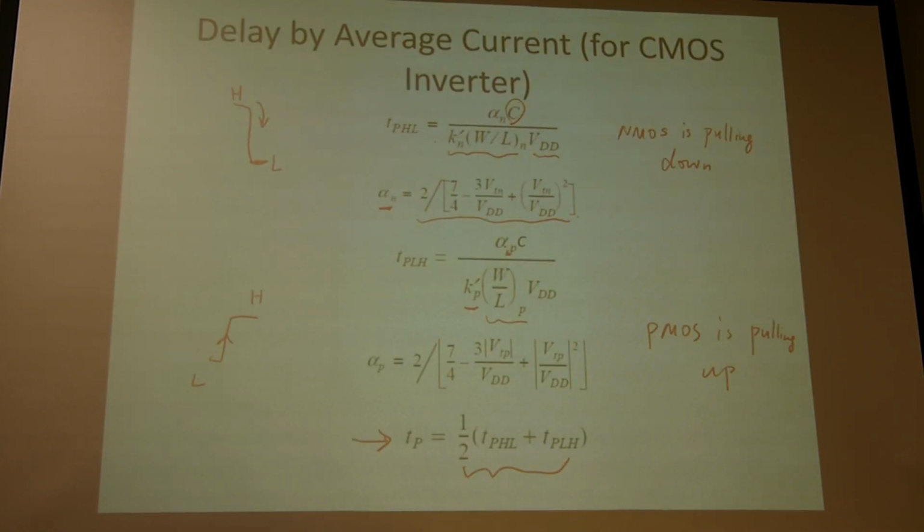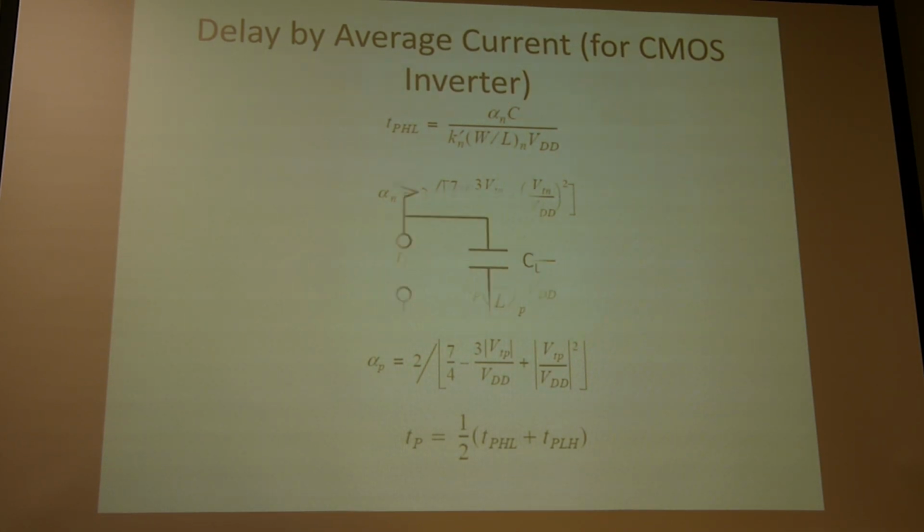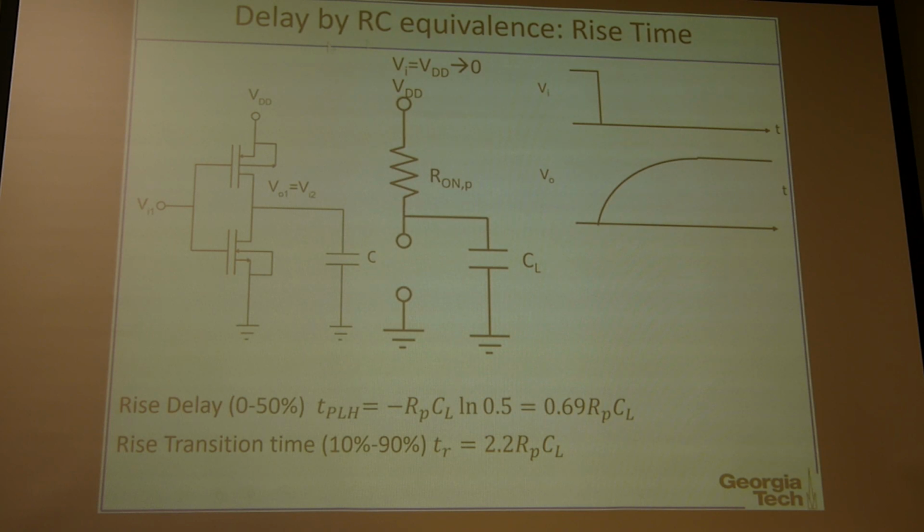So this is very complicated, as you can see. So do we have a better or simpler solution? A simpler solution for this delay is to use RC equivalence. So in this case, we will approximate the transistor as a resistor. So if you do that, then it will become much simpler. Of course, the accuracy is not as good as the average current case. So this one is more approximation.